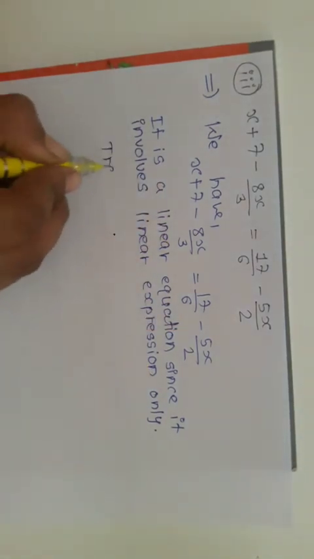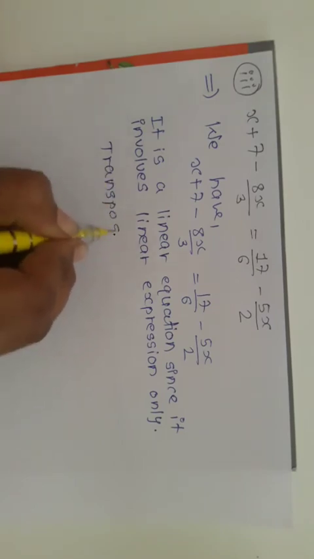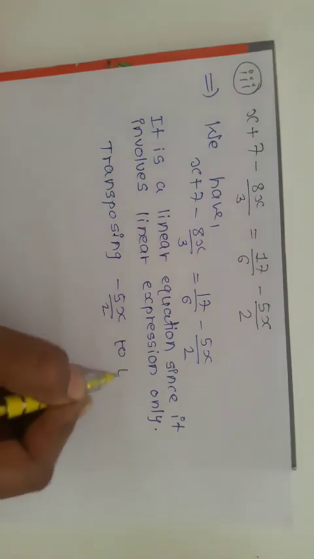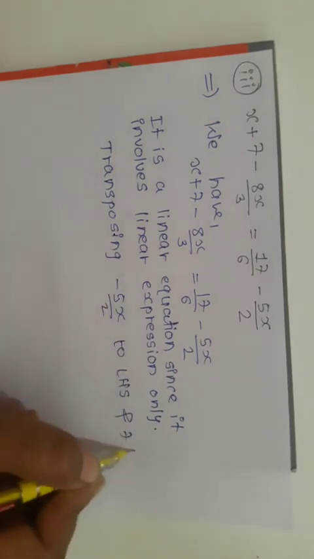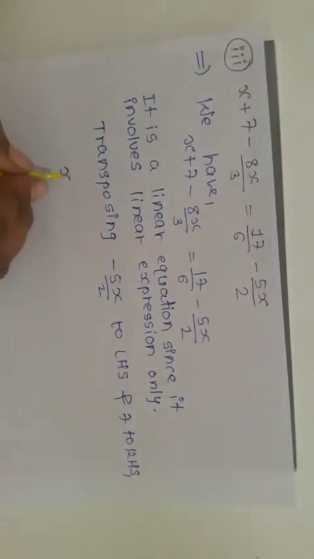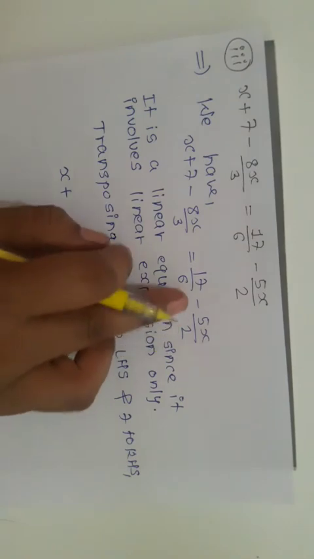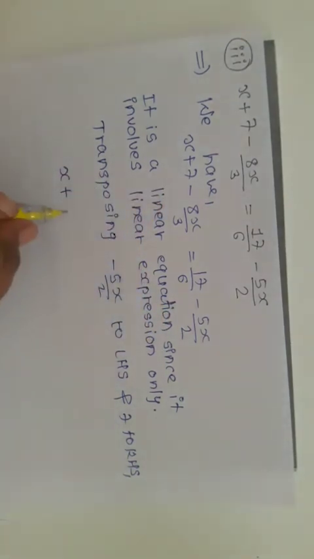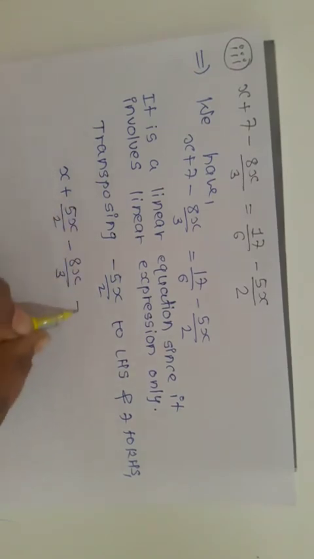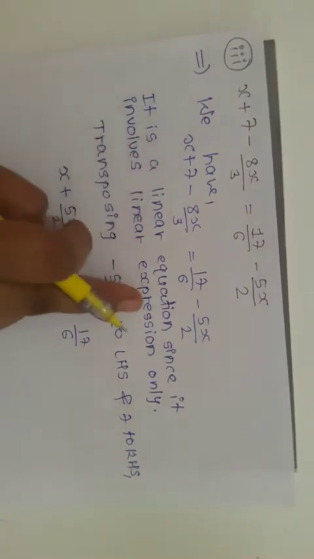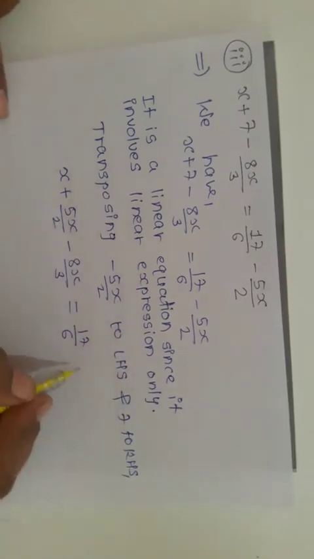So write down: transposing minus 5x upon 2 to the LHS and 7 to the RHS. The given equation becomes x plus, minus 5x upon 2 is negative here, when we transpose it to the LHS it becomes positive, plus 5x upon 2 minus 8x upon 3 is equal to 17 upon 6. See, 7 is negative, when we transpose it to the RHS it becomes positive.